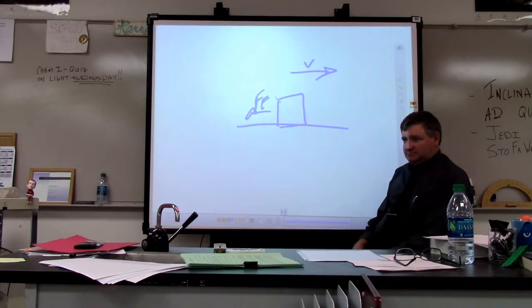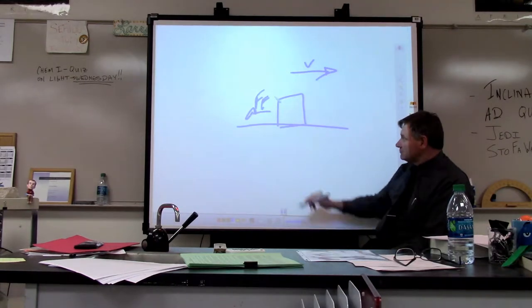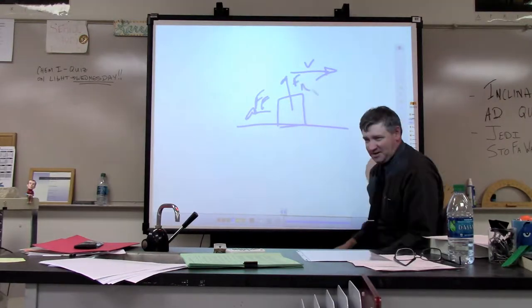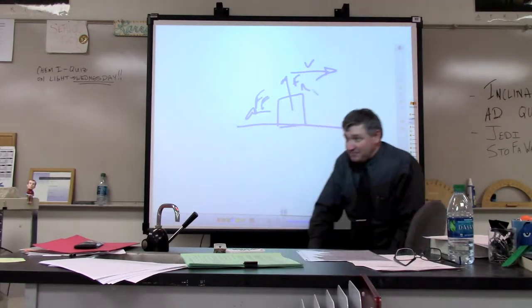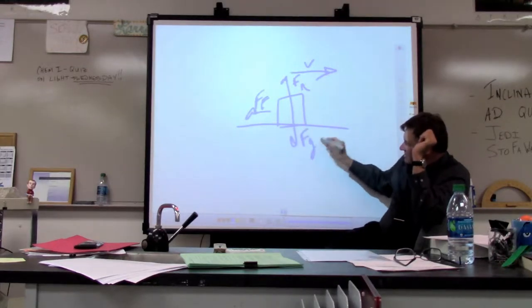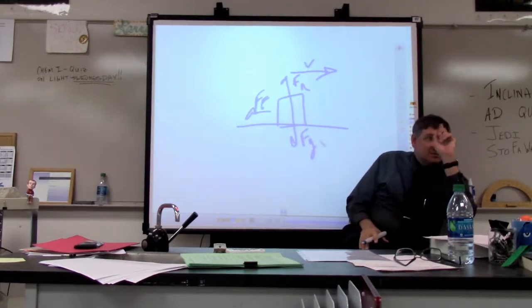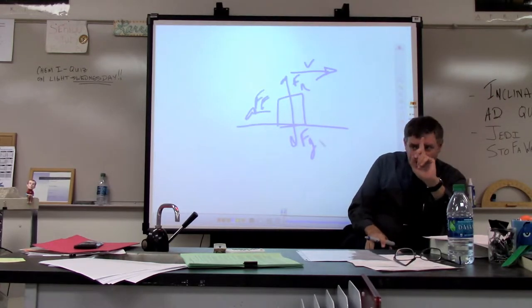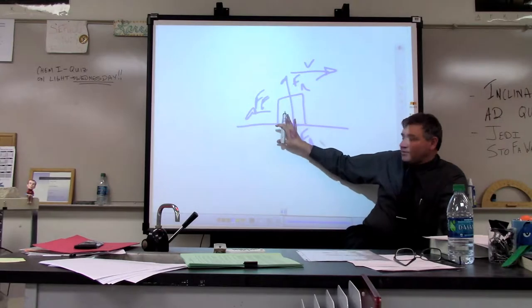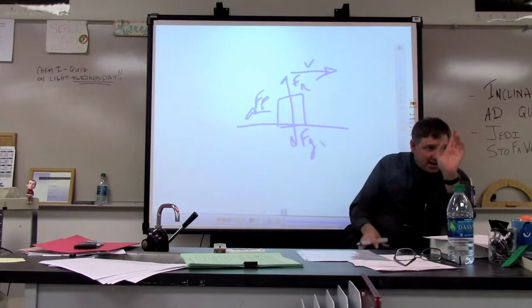What's another one? Ellie. Normal force. Normal, natural, okay, FN. Hallie, what's another one? Gravity. Yeah, okay, got some FG action. Now, if this was all that was acting, if this were your force diagram, could this thing be moving at constant velocity?